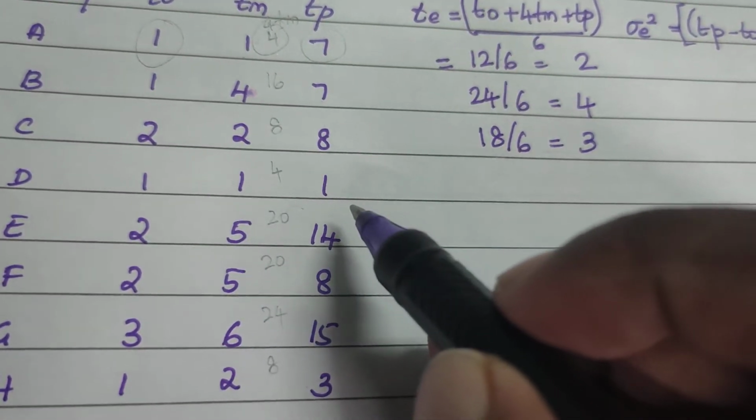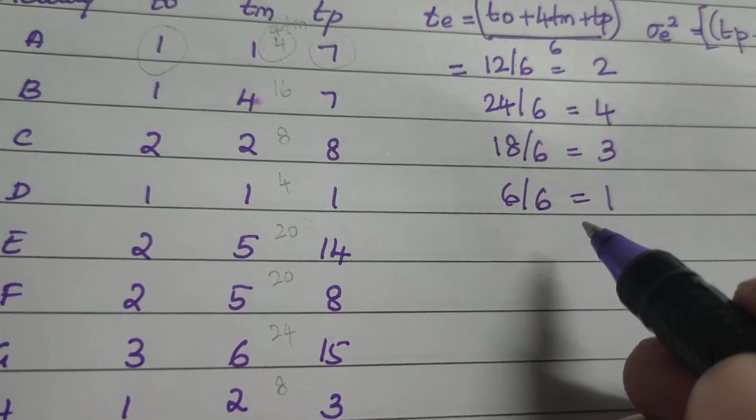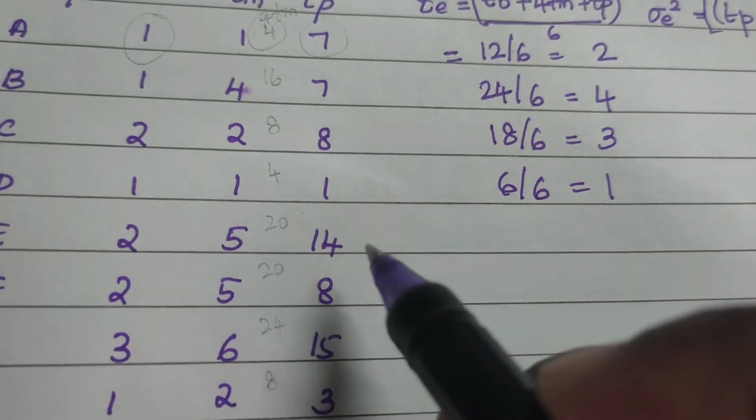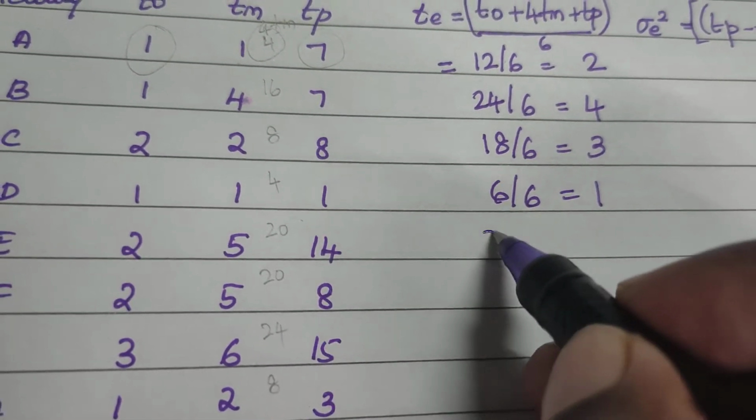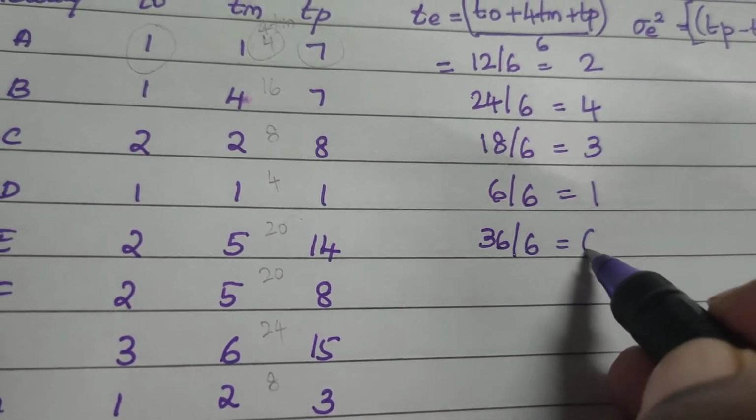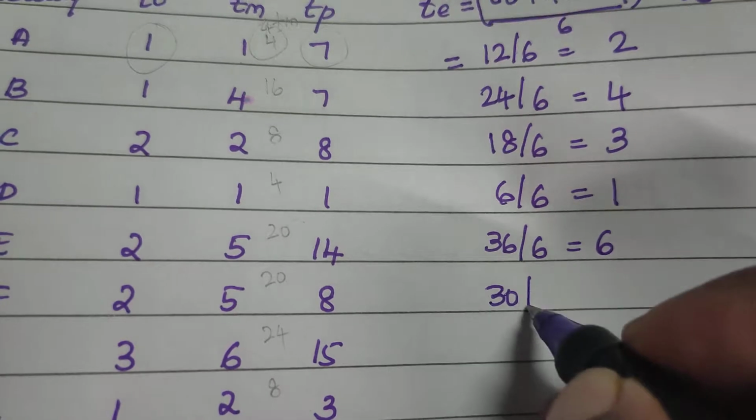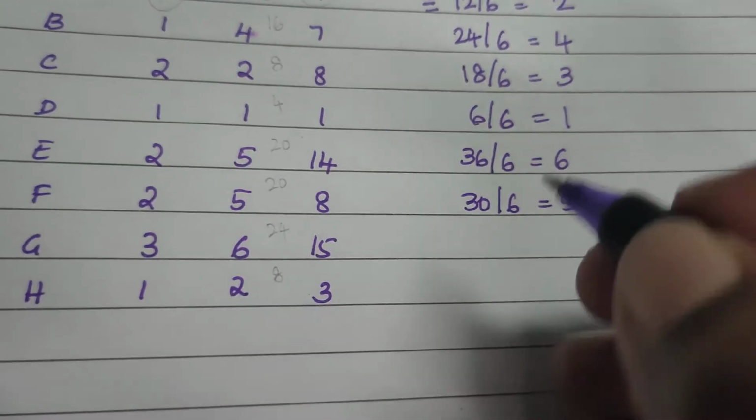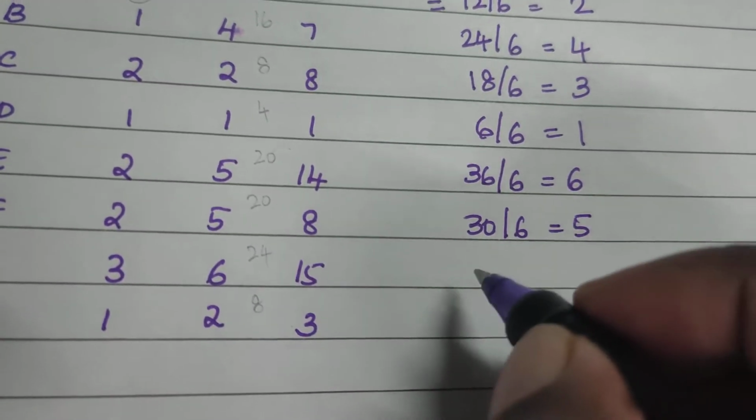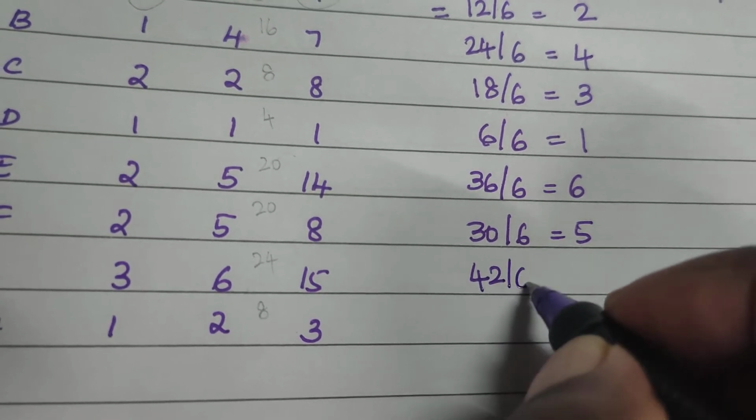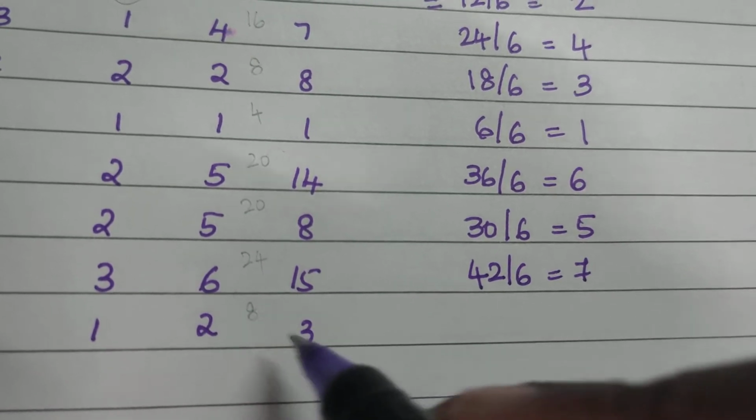Then 1 plus 4 plus 1, that is 6 by 6, you have 1. Then you have 2 plus 20 plus 14. So 20, 22, 32, 36, 36 by 6 is 6. 2 plus 8 is 10, plus 20 is 30, by 6 you have 5. 24 plus 3 is 27, 37, 42, 42 by 6 is 7. As I say, you can always use a calculator. 1 plus 8 is 9, plus 3 is 12.